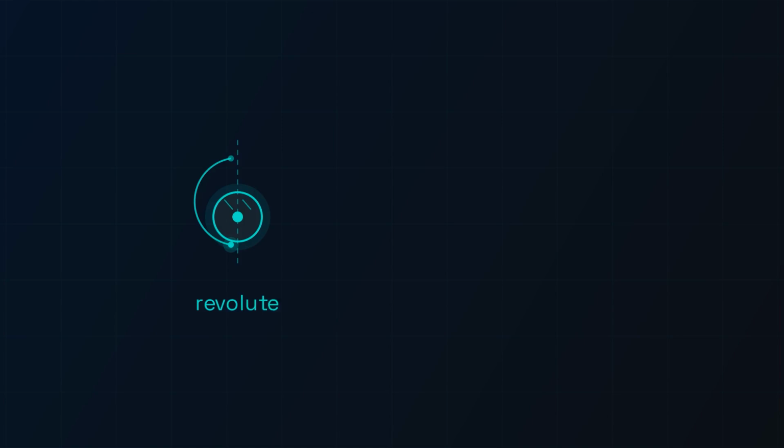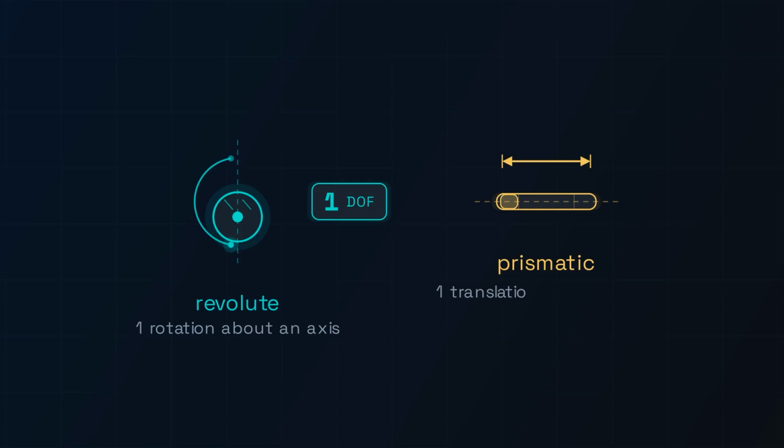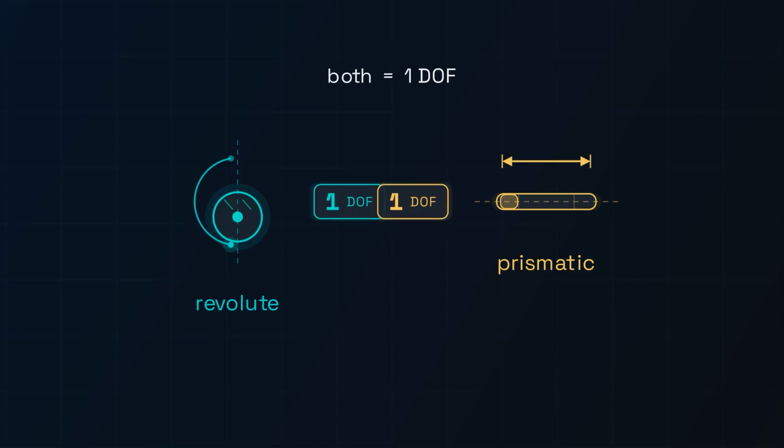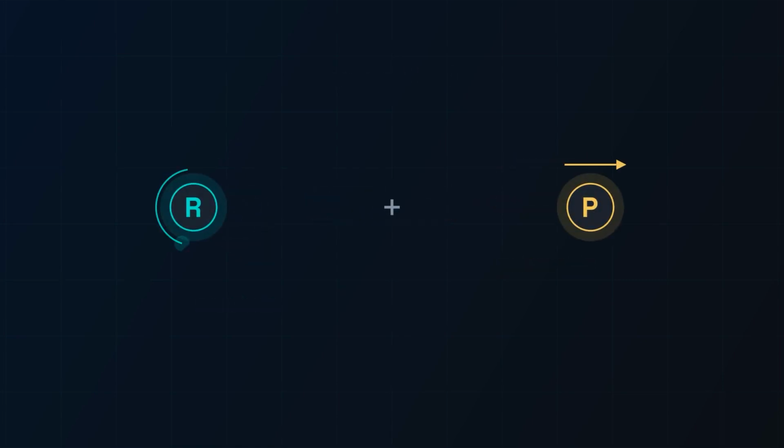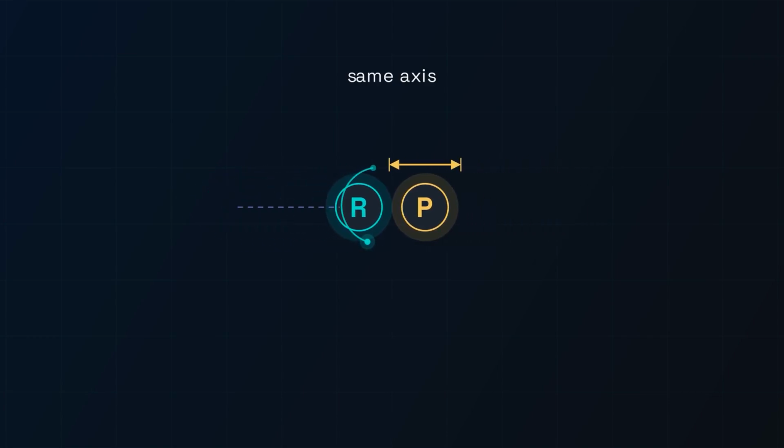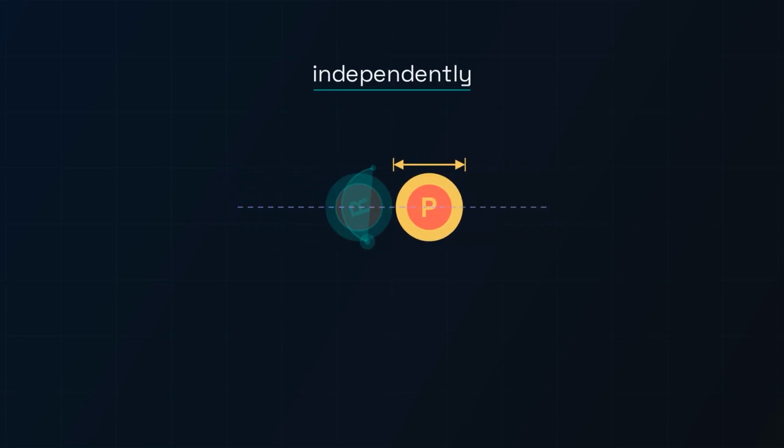So here's what the full picture looks like. A revolute joint is just one rotation about an axis. That means it has 1 degree of freedom. Similarly, a prismatic joint is just one translation along one particular axis. So it too has only 1 degree of freedom. However, more complex joints do exist, such as a cylindrical joint that has one rotation and one translation along the same axis independently. Therefore, it actually has 2 degrees of freedom.